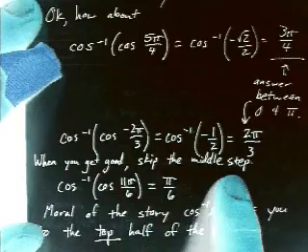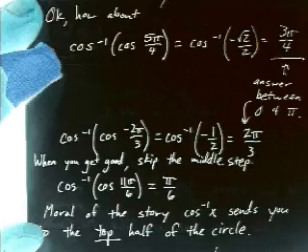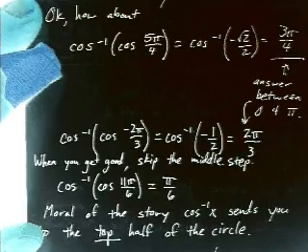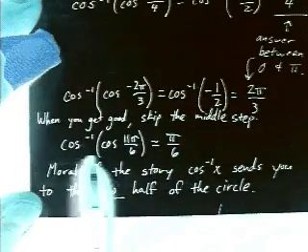When you get good at this, I want you to skip the middle step. Don't even worry about this middle step. You go straight from here to here because you know that you're following along x values to the top half of the circle. That's the best way to do it.